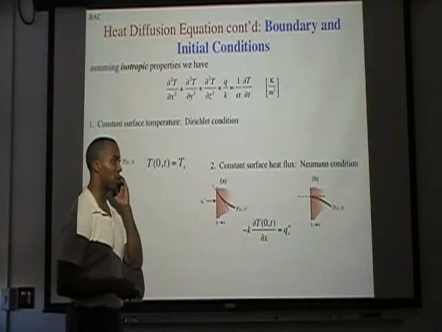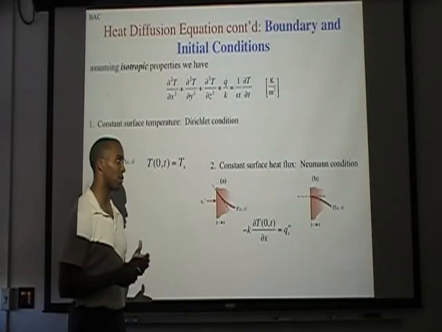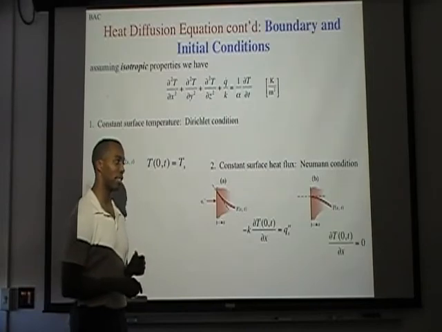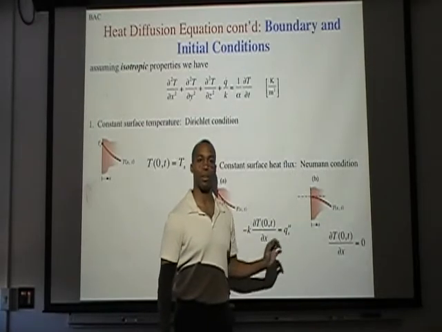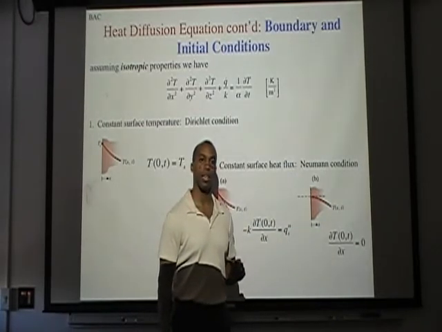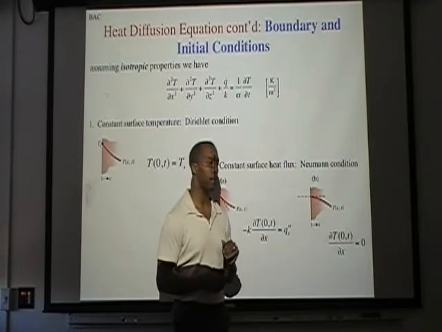And then we have this other case where it's the same. It's a Neumann condition, constant surface heat flux, except in this case, the heat flux equals 0. So this is an insulated boundary condition. This is a boundary where no heat can transport across that boundary.